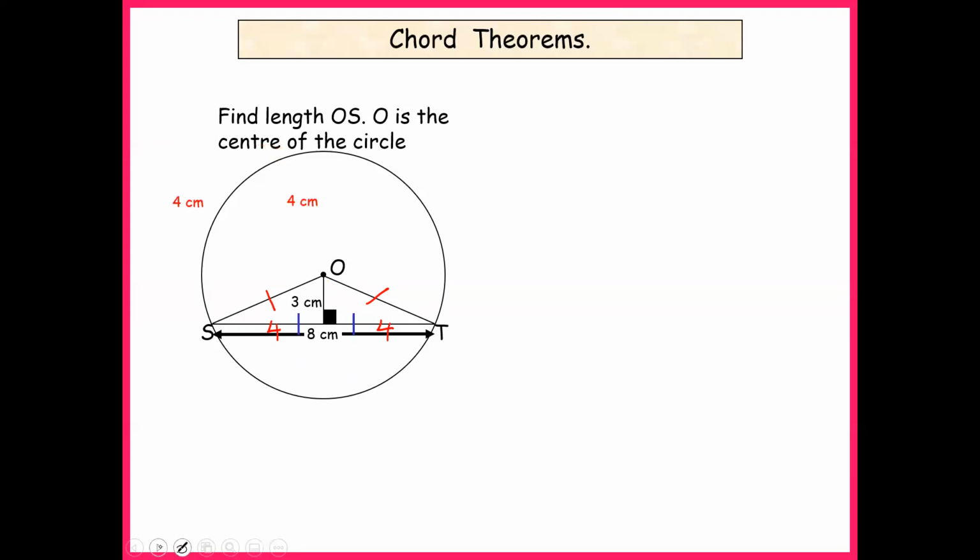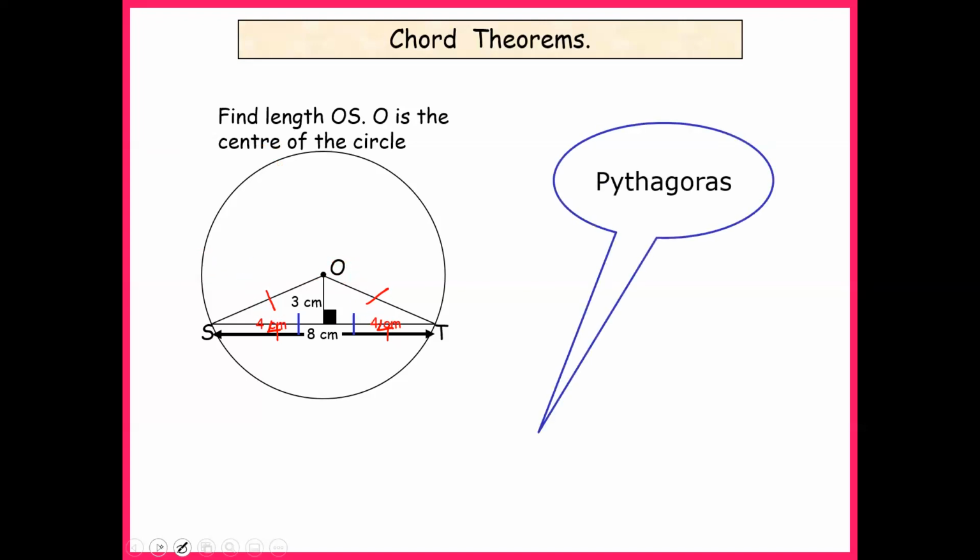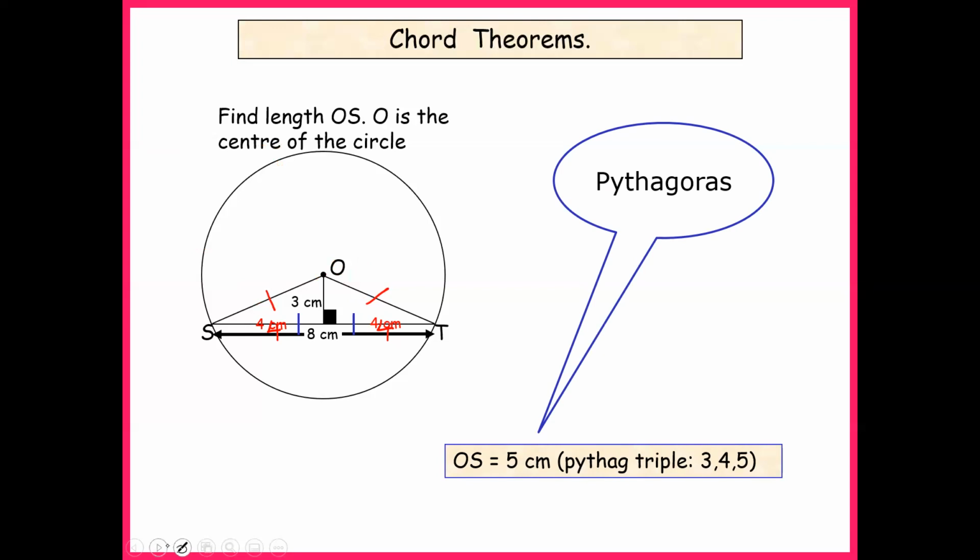And if we do that, using Pythagoras, we can say OS squared is equal to 4 squared plus 3 squared, giving us 25, and the square root of 25 is 5.